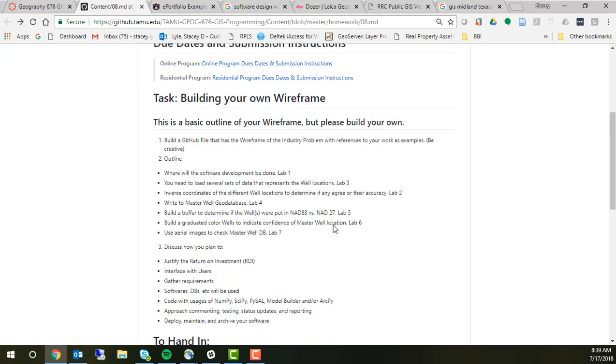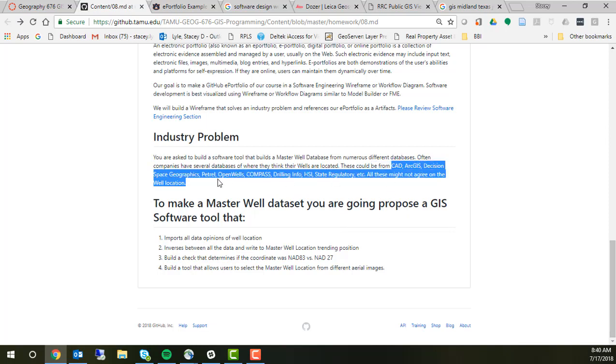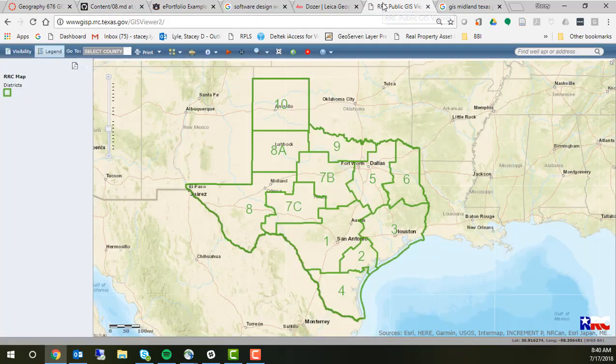We want to put ours in the frame of a problem statement and then illustrate what we have done. Let's say that we have an industry problem, and there could be lots of industry problems, but we're going to build ours in one which is called the master well issue. This is where there's a lot of wells owned by companies and a lot of different databases out there. Maybe it's in CAD, ArcGIS, Decision-Based, Geographics, Petrel, all these other databases have where they think the well is, but sometimes they're wrong.